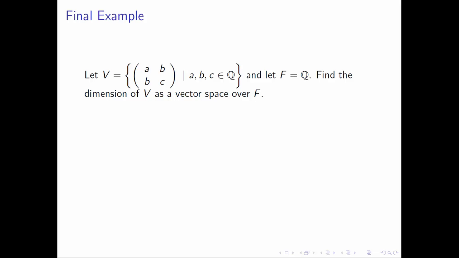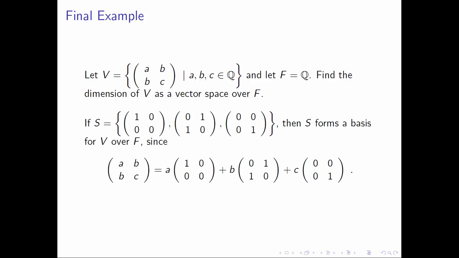Like I said, to find the dimension I'm going to give a basis. So I'm going to find a set. The set I'm going to choose is the set of 3 matrices: the matrix 1, 0, 0, 0, the matrix 0, 1, 1, 0, and the matrix 0, 0, 0, 1. I'm going to claim that this set forms a basis. In order to show that, I need to show the 2 things required by the definition.